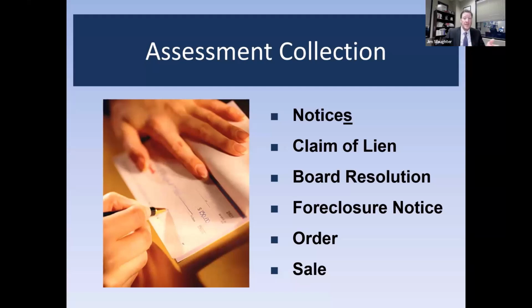You then file a claim of lien. Then in North Carolina there has to be a resolution signed by the board that says, yes, we want to proceed with foreclosure. Then there's a notice of foreclosure. Then there's an order of foreclosure. Then there can be a sale.